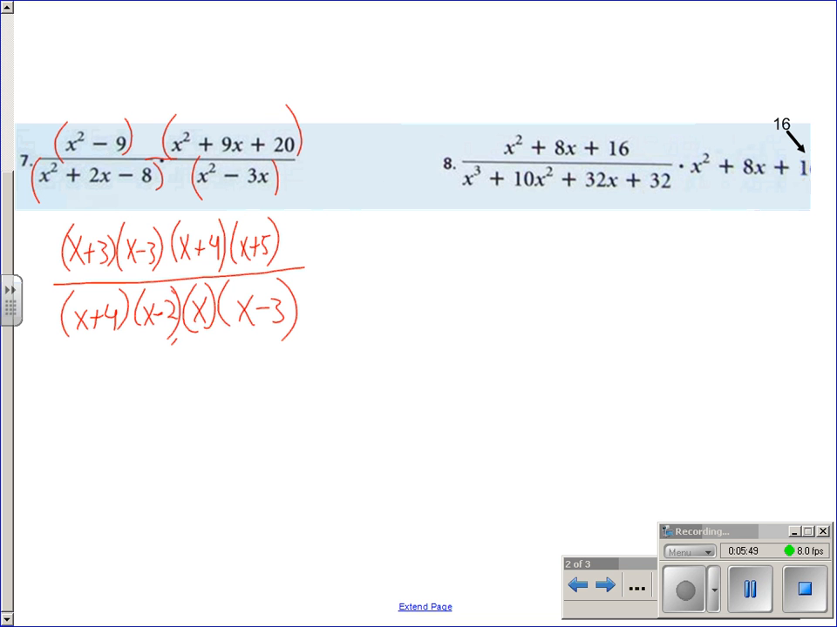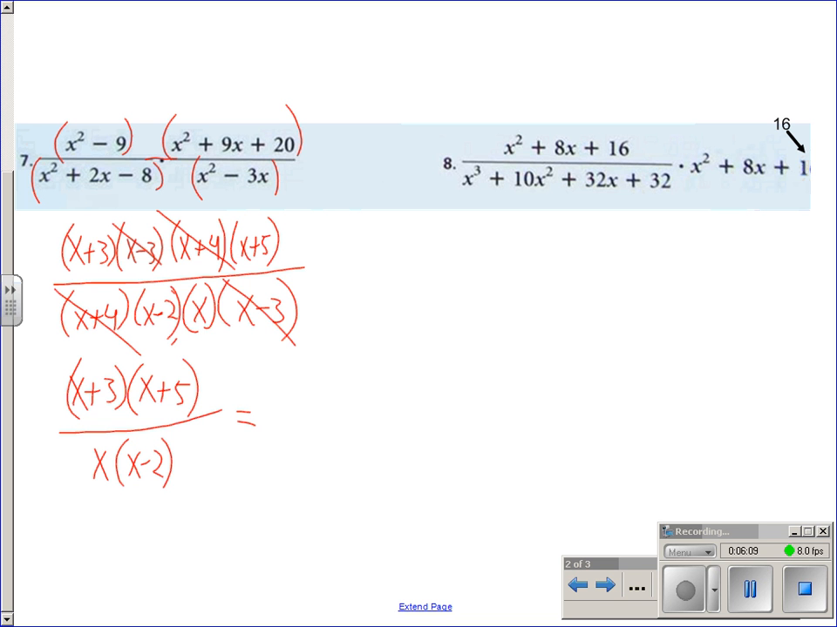So x plus 4 is a common factor. They cancel each other out. X minus 3 is a common factor. They cancel each other out. And that's it. So what we're left with is x plus 3 times x plus 5 in the numerator over x times x minus 2 in the denominator.